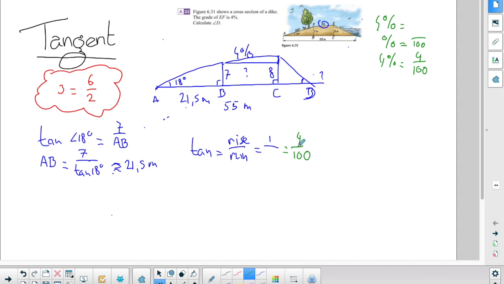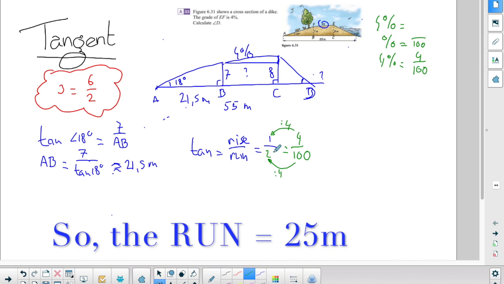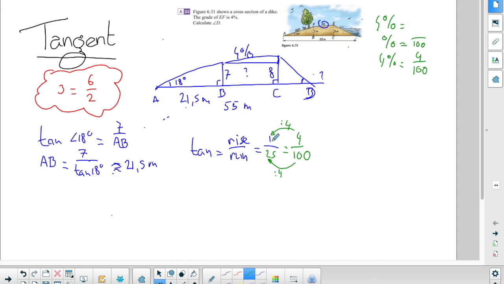But I know that my opposite side is not 4 meters, it's only 1 meter. So I divide by 4. And on the other side, I need to divide by 4 as well. Because I know, in this case, the ratio, the number of my tangent is exactly the same. 4% is exactly the same as 1/25. So that means that BC is 25 meters.